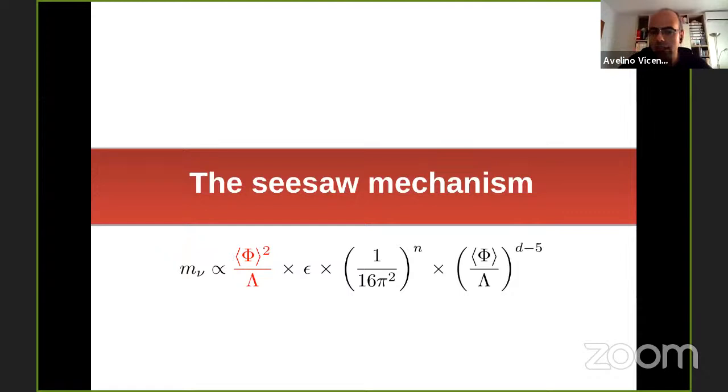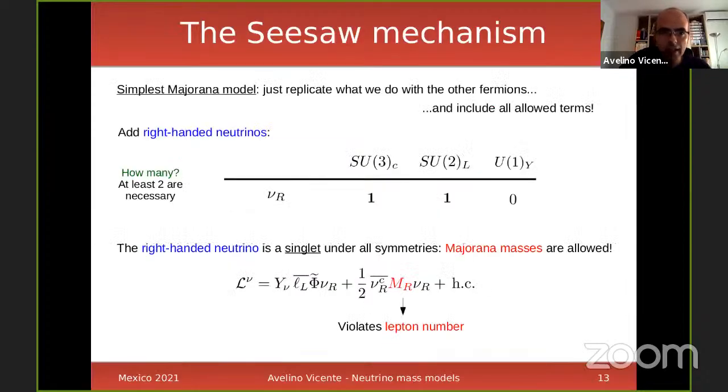So let me start with the seesaw mechanism. The seesaw mechanism just uses the first factor, this VEV squared divided by lambda. So you remember that yesterday we did this already. We considered the addition of right-handed neutrinos to the standard model particle content. When you add right-handed neutrinos, you know that they have to be singlets under all symmetries, so singlets under SU(3), under SU(2), under U(1) hypercharge. And you can add several of them.